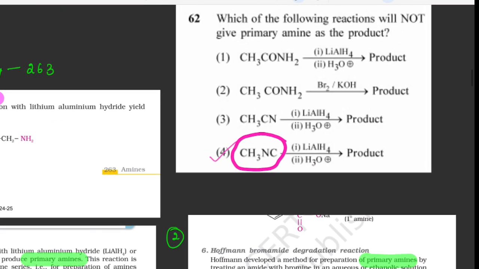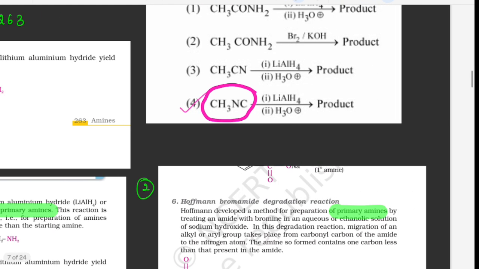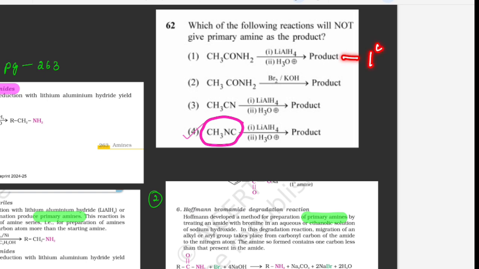So this is the question. Which of the following will not give primary amine as the product? All these four reactions you have to check. First, amide is treated with lithium aluminium hydride. So, reduction. See here, page number 263, from the new NCERT textbook. Reduction of amide: when amide is reduced with lithium aluminium hydride, you will be getting a primary amine. So this will give primary amine.